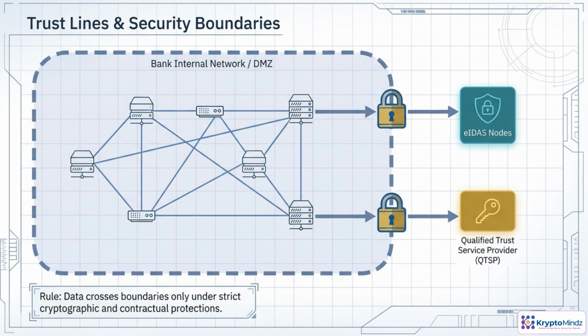When you design an eIDAS solution, define your trust lines first, then your components. Inside the bank network, systems can communicate more freely, but the moment data crosses towards an eIDAS node or a qualified trust service provider, the rules tighten. Every crossing needs encryption in transit, strong mutual authentication, and a contract that defines responsibilities. If you can't clearly state those protections for a given connection, that integration isn't ready for production.